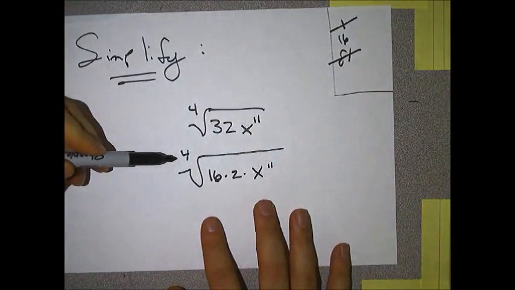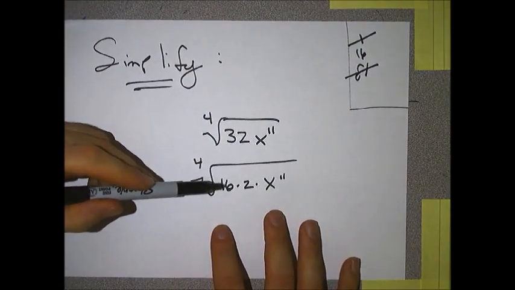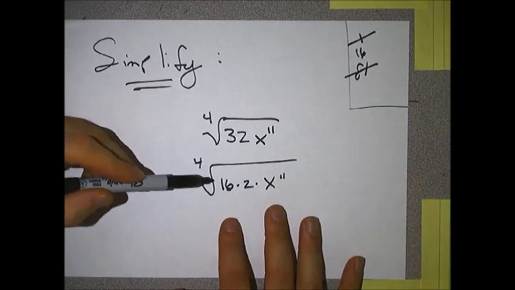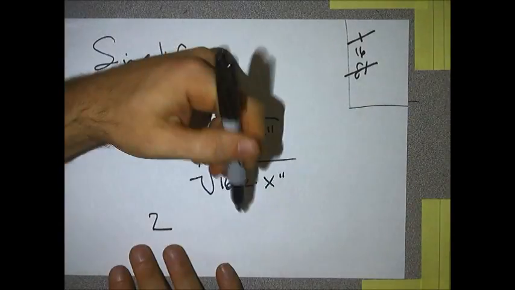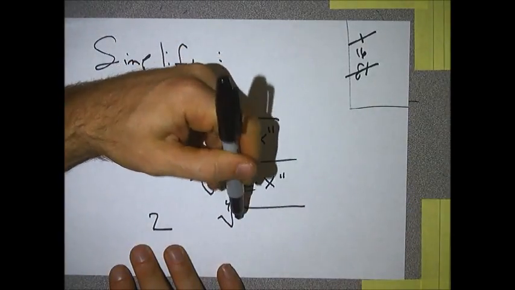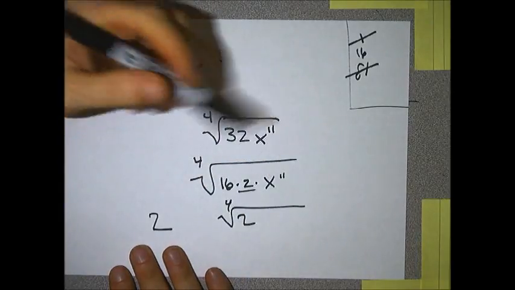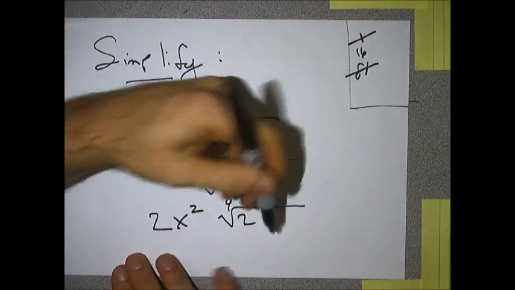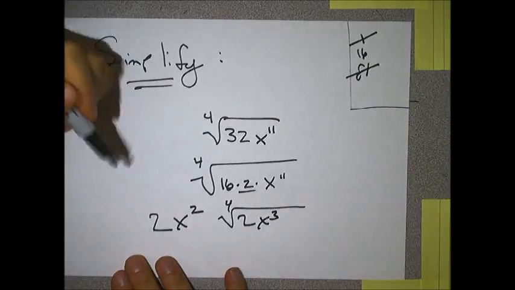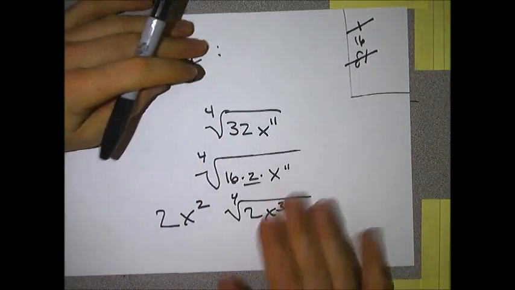Now we want to be careful. This is the fourth root of 16. It is not the square root of 16. So the fourth root of 16 is 2. That 2 will stay. And 4 goes into 11 twice, remainder 3. And you're done.